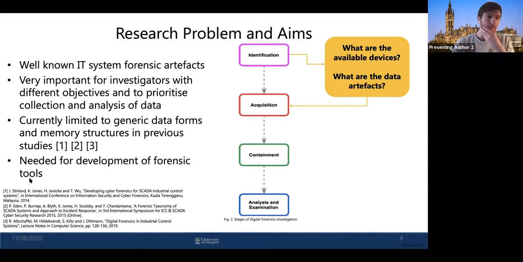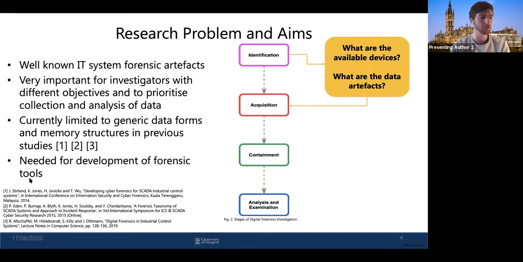The limitation in ICS, if we move over to that domain, is that currently the data has been referred to in generic forms and just by its memory structure. So we read a lot about volatile data being important, and also considering non-volatile data and logs. And while this is certainly important as an initial step, it doesn't really tell us a huge amount as to what information that data could potentially yield.